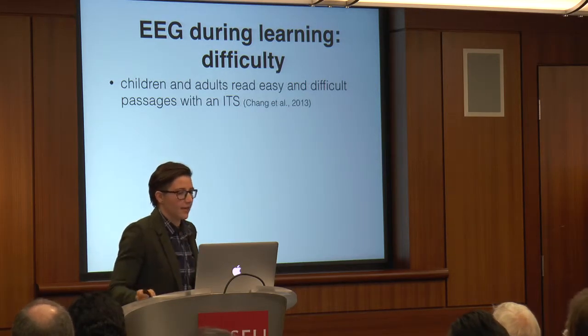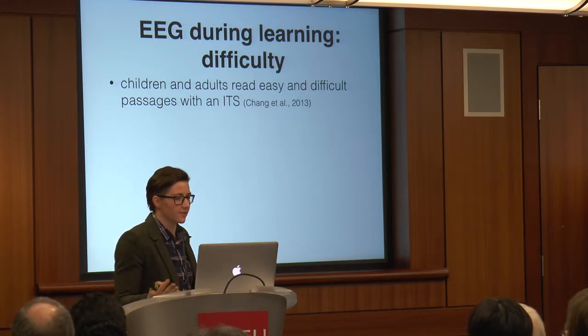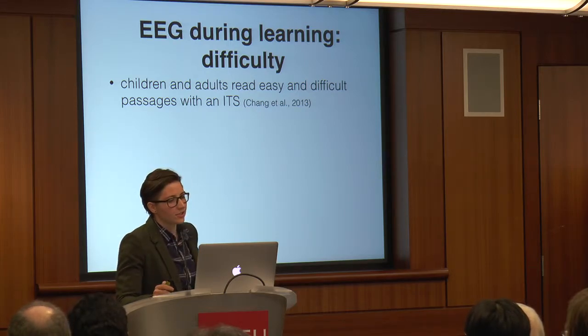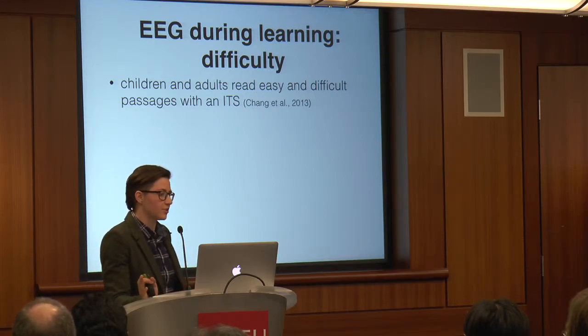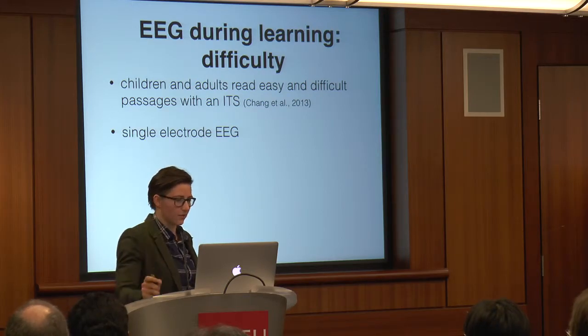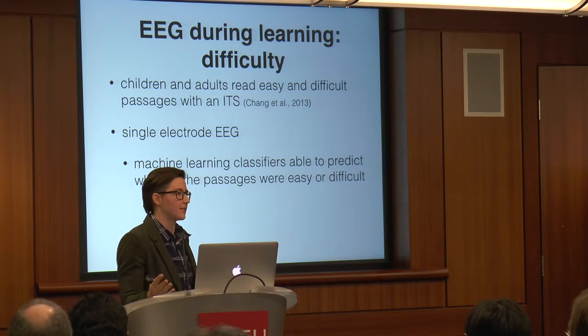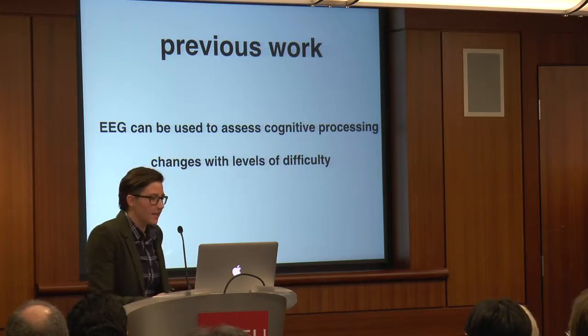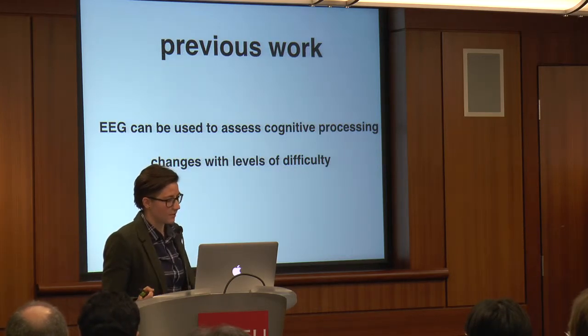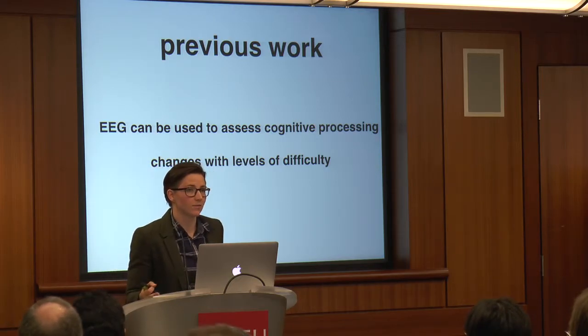Another study has shown that you can use EEG, or predicted load, to tell if the task is easy or difficult. So in this study, they had children and adults read easy and difficult passages in an intelligent tutoring system setting. And they had one electrode EEG, so just one single electrode on the head, and they were able to use machine learning classifiers to predict whether the passages they were reading were either easy or difficult. So that being said, EEG can be used to assess cognitive processing.